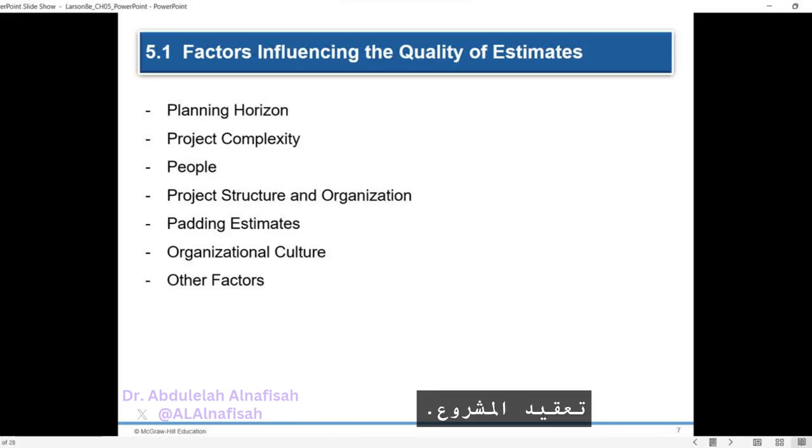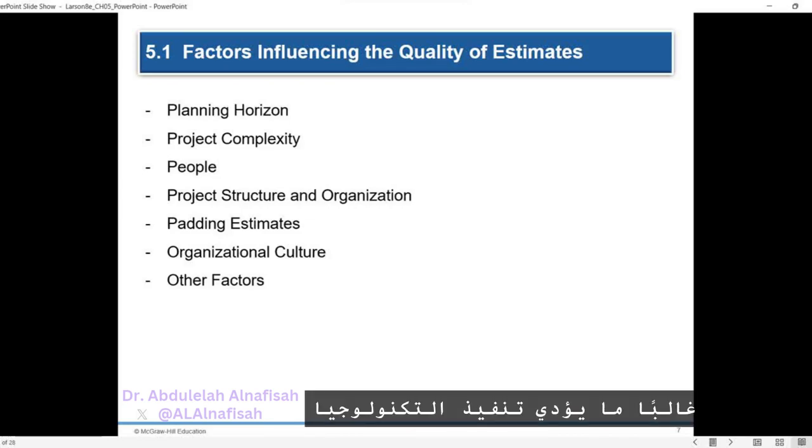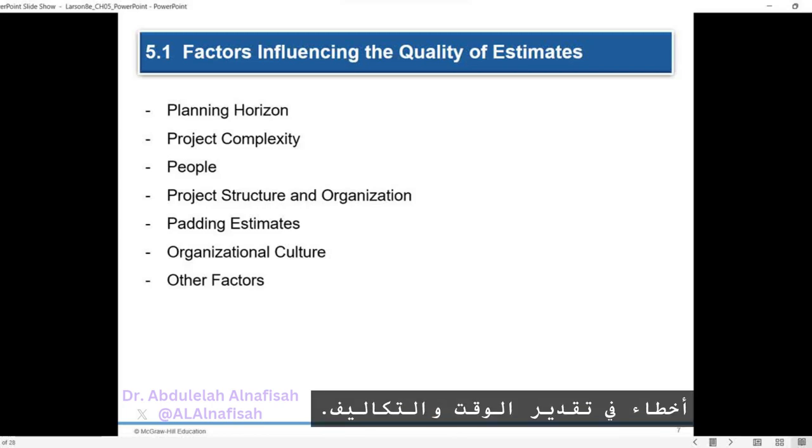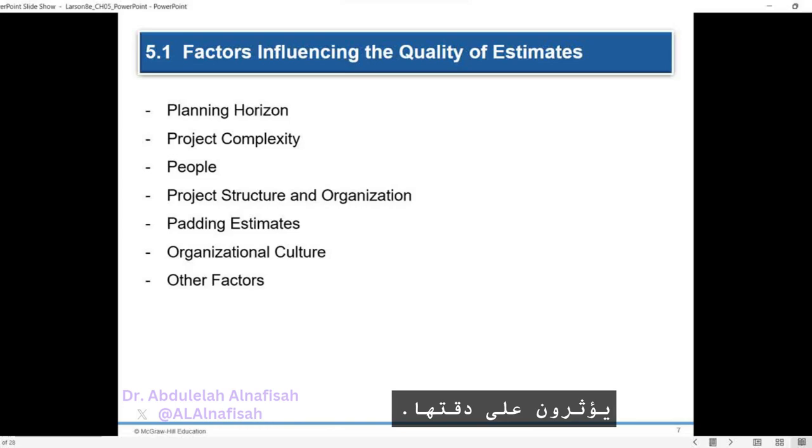Project complexity. Implementing new technology often leads to expanding time estimates in a nonlinear fashion. Poorly written scope specifications can result in errors in estimating time and costs. People factor. The skills and familiarity of the individuals making the estimates affect their accuracy. The expertise of the estimators plays a crucial role in the quality of the estimates.